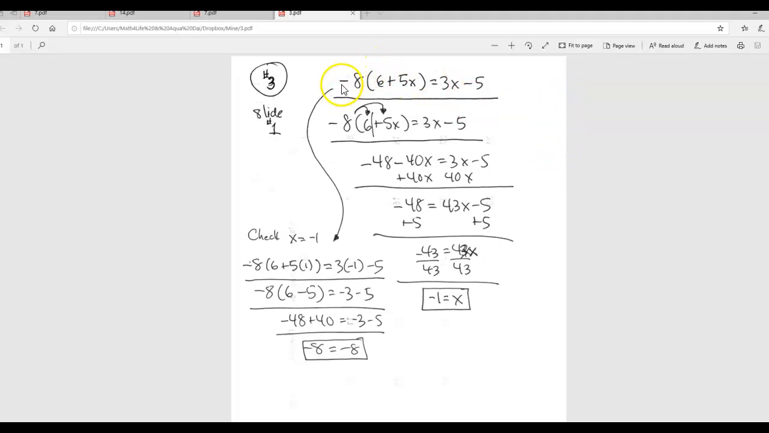So let's go ahead and take a look at the original equation here. I have -8 times the quantity of 6 plus 5x equals 3x minus 5. All right, so that's the original equation. Let's go ahead and start putting some work in.